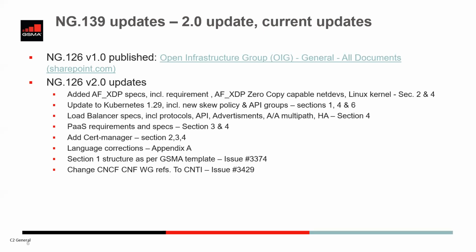AF-XDP specs, including AF-XDP zero-copy capable devices, and in the Linux kernel requirements were added. Load balancer is a quite useful component, especially when dealing with microservices and containers. So it's considered an integral part of a Kubernetes cluster networking capabilities. So we included the balancing protocol, API, advertisements, active multi-pathing, and high availability.